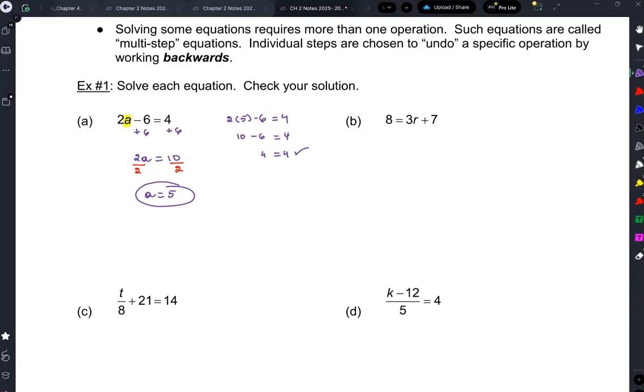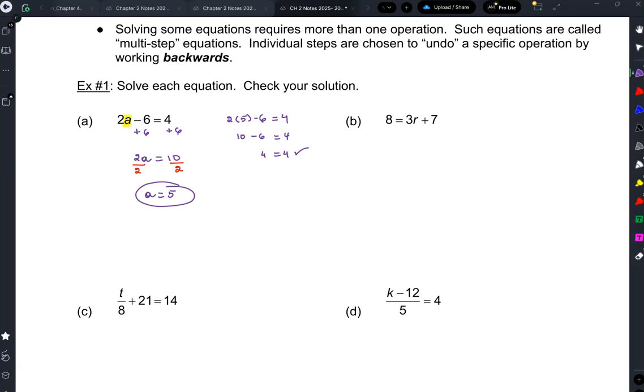Questions? So if it says to check your solution, yeah. But it's also a good habit, especially on tests and stuff, to always go back on your work. All right, so here we go. Let's do the next one.